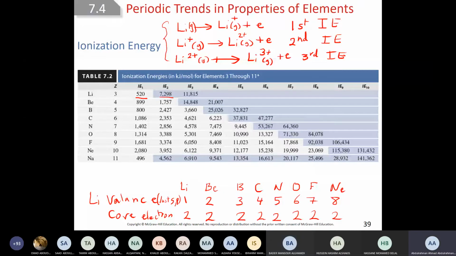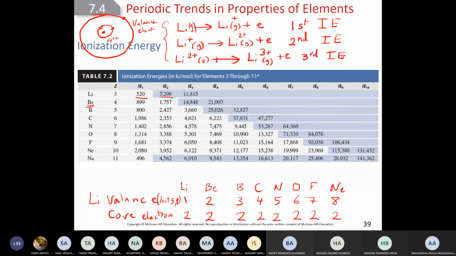You can imagine this is the lithium nucleus, the 1s is very close to it, and the 2s is very far from it. This is the valence electron, and this is the core electron. For lithium, you take the first one from the valence electron. When you want to take the second one, where are you going to take it from? From the core. Very close to the nucleus, and it will be very difficult. Is this clear?